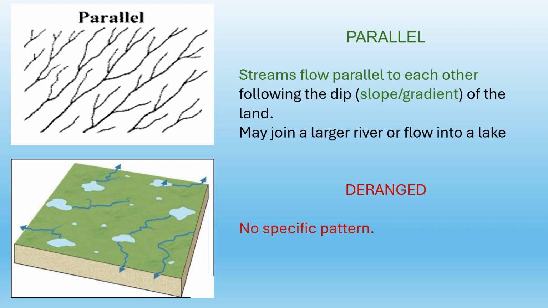The deranged stream pattern has no specific order, or no specific plan, or no specific pattern, and they often develop on level ground or in flat areas, and each of the rivers often ends in either a lake or in a marsh.